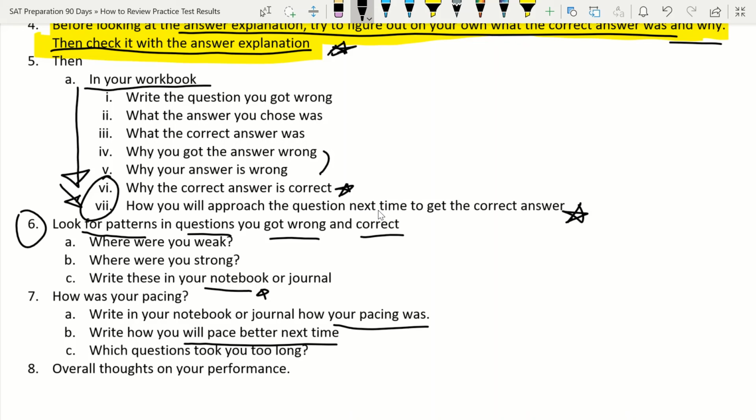So you're going to write how your pacing was during that practice test yesterday, and then how you're going to pace better next time. So what are you going to do differently next time to improve your pacing?